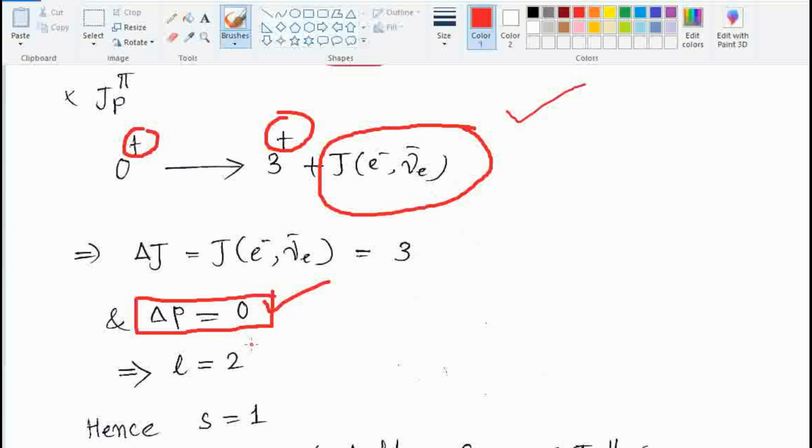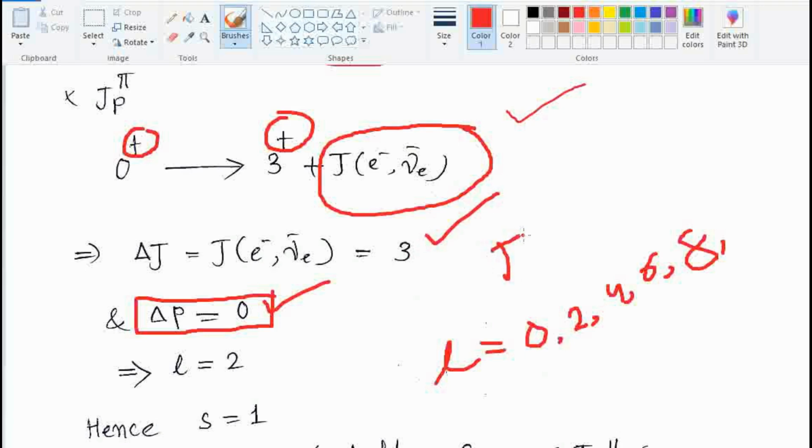So if del P equal to 0, then what is the value of L? That means the orbital angular momentum taken by the outgoing particle, electron or neutrino, antineutrino or positron and neutrino, should definitely be 0 change in parity. So L equal to maybe 0, maybe 2, maybe 4, maybe 6, like this, all even numbers possible. But if you take L equal to 0, then you cannot get del J equal to 3.